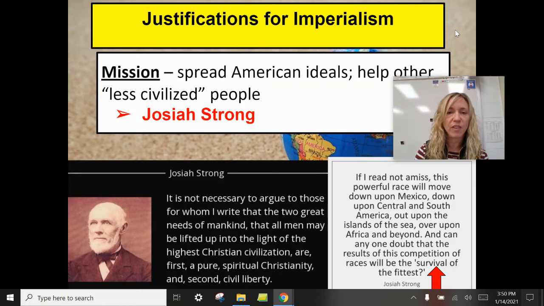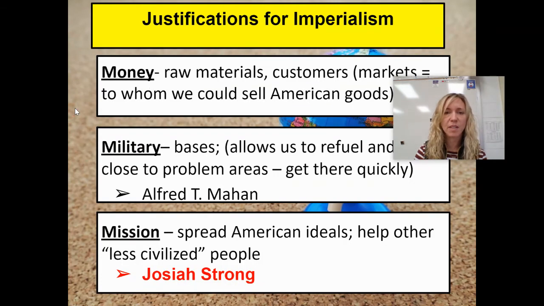You see that term survival of the fittest; this idea of international Darwinism comes out at this time and is also used to justify imperialism. So again, these are the three M's that you should know: money, military, and mission. And by mission, I mean religion or American culture, feeling that it's superior to others.